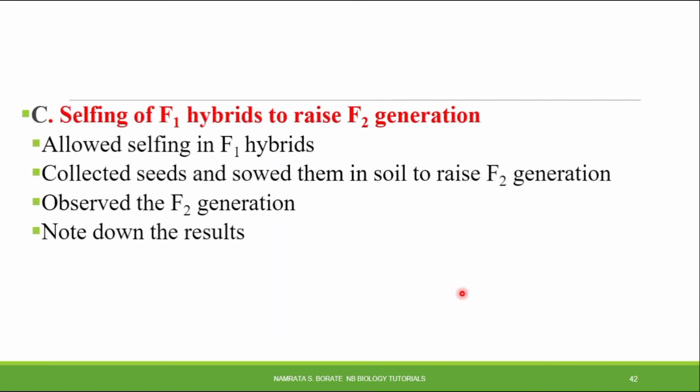The third step. What's that? The third step is the selfing of the F1 hybrid to raise the F2 generation.